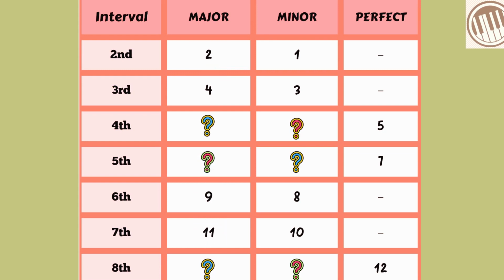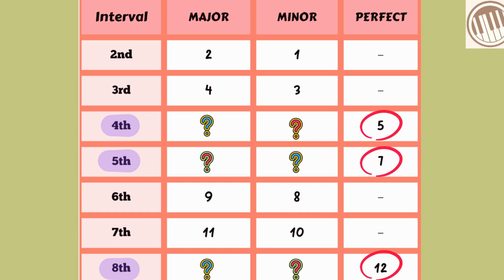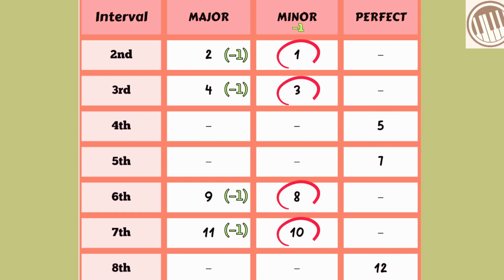You can see there are no major fourths or fifths or eighths because we have perfect intervals, so we don't have any majors or minors for the fourth, fifth and eighth. So if you take a look at the minor column, it's always 1 semitone less than the number of semitones which you see on the major column.